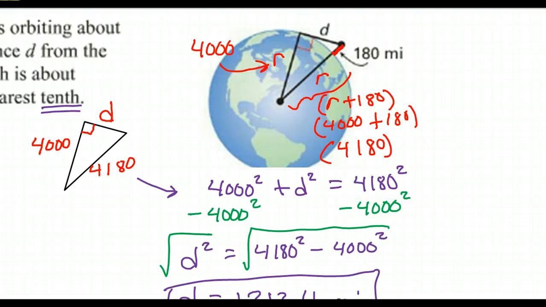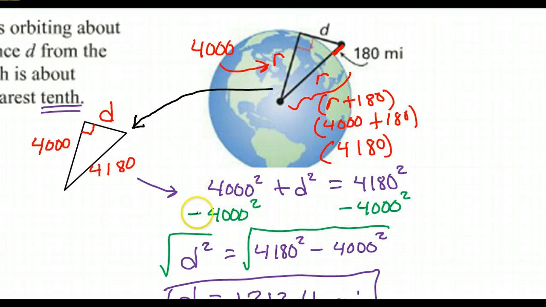Now, I just recopied this picture over here to the left, just to make it a little bit more clear. The bottom line, we have a right triangle, and we're supposed to find d, which is one of the legs, and we're given that one leg is 4,000, because that was the radius, and we figured out that the hypotenuse is 4,180 by adding these two together. So once again, it's just the Pythagorean theorem, but this time there's no binomial, it's just normal. So 4,000 squared plus d squared equals 4,180 squared.